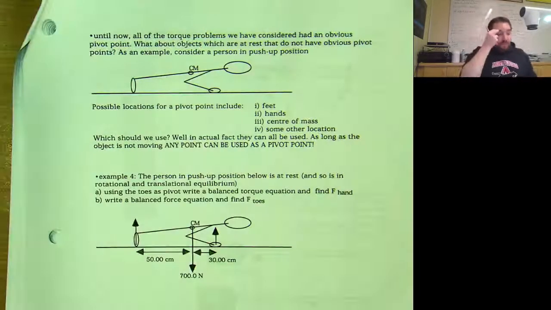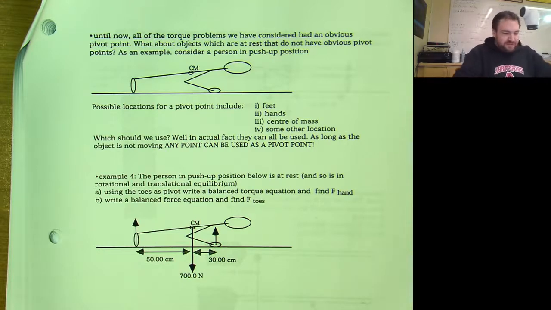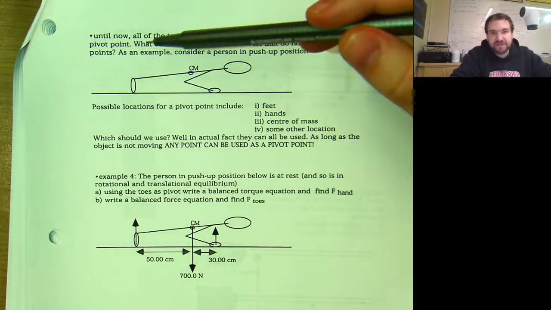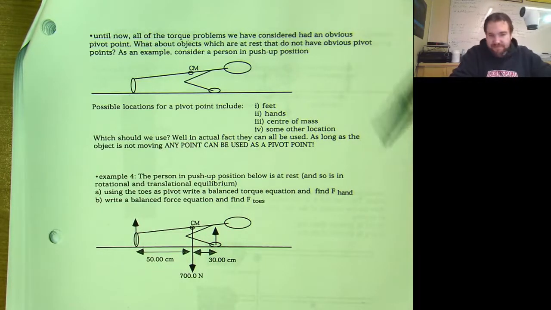All right. So up to this point, the questions have always been pretty obvious about where the pivots are. They're at the center of mass, typically, but they don't have to be, and that's never been expressly discussed. So until now, all of the torque problems we have considered have had an obvious pivot point, the center of mass for the beam, or the middle of the teeter-totter, or the hinge on the door, or whatever.